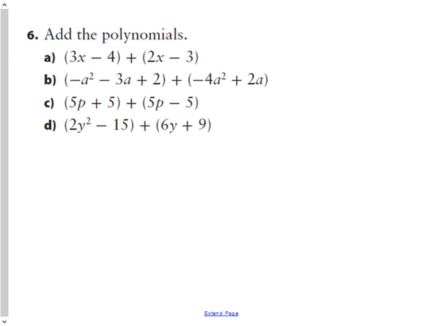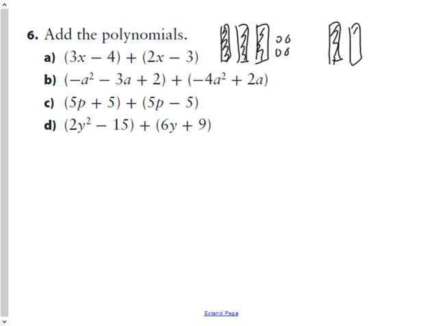Question 6 says add the polynomials. You're given 4 questions, A, B, C, and D. If I draw the first one just to show you what it would look like, I could draw 3 x's and a negative 4, and to that, I could add 2 more x's and a negative 3. Remember, when you're adding polynomials, it's the same thing as gathering like terms. In 5.2, we learned how to gather like terms, and really adding polynomials and gathering like terms are the same thing.